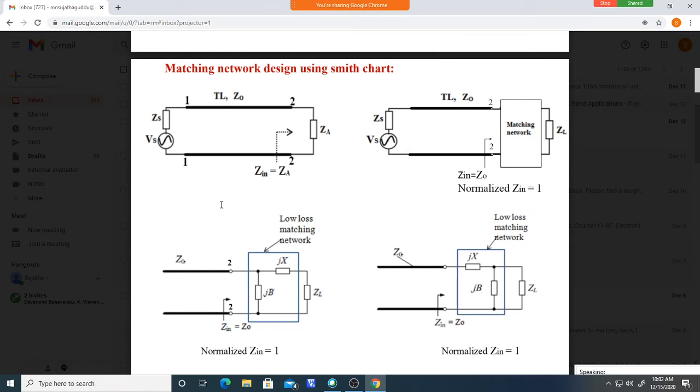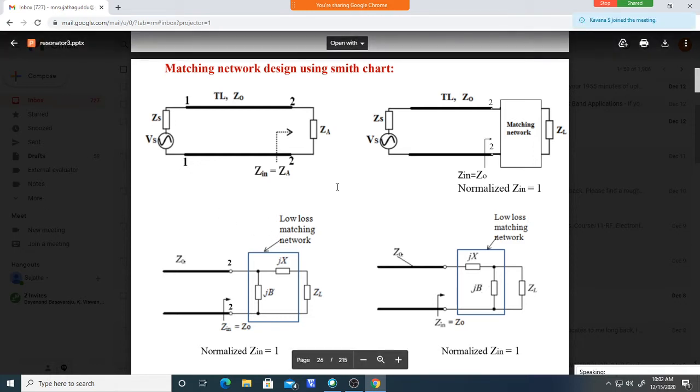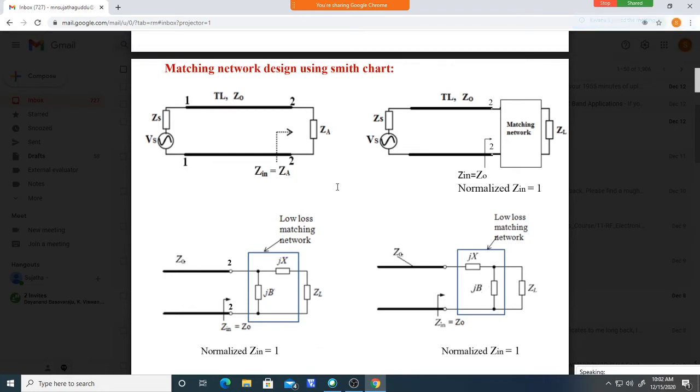Okay. So in the previous class we were discussing the Smith chart: the nature of the Smith chart and what all it consists of. Actually, in RF circuit design and impedance matching circuits, we mainly use the ZY Smith chart.